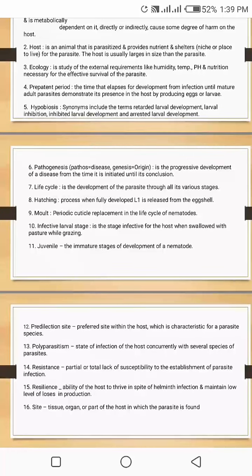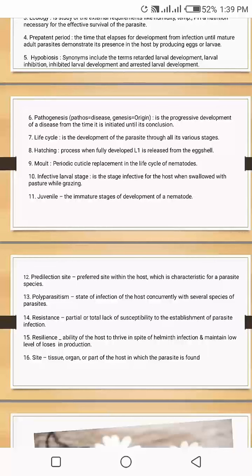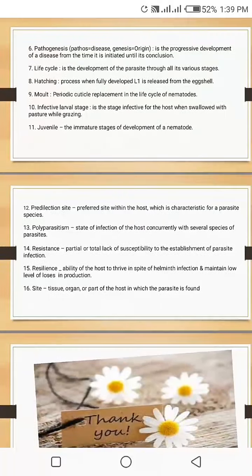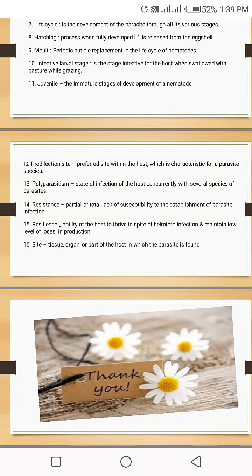Molt is the period in which the parasite sheds its cuticle. Infective larval stage is the stage that infects the host when the host is exposed to the parasite in various ways. Juvenile means the immature stage of development. Predilection site is the preferred site of the parasite within the host. For example, Dictyocaulus prefers the lung. Also, there are some parasites that prefer the intestine, the GI tract, like Haemonchus and Ascaris.